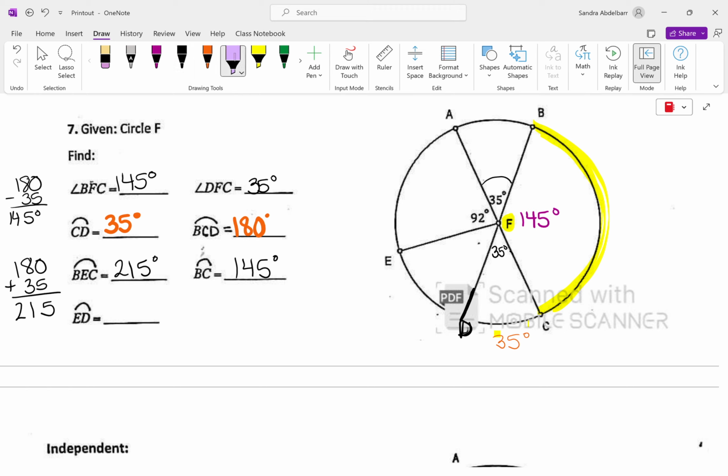And last but not least, we want to find arc ED. Looking at arc ED, I know it corresponds to this central angle, but I don't know that central angle. Any ideas on how we can figure this out? Ethan?